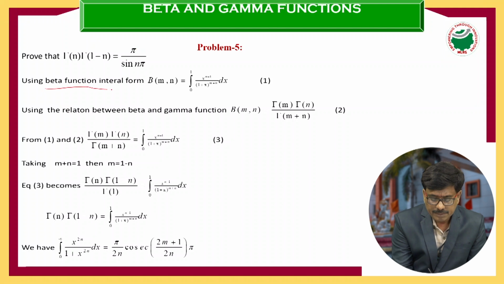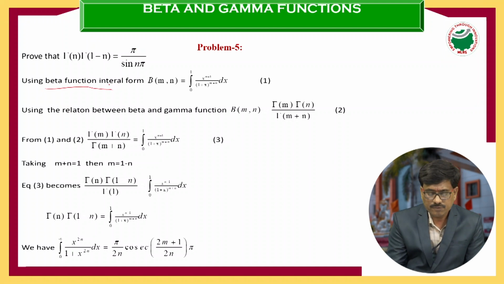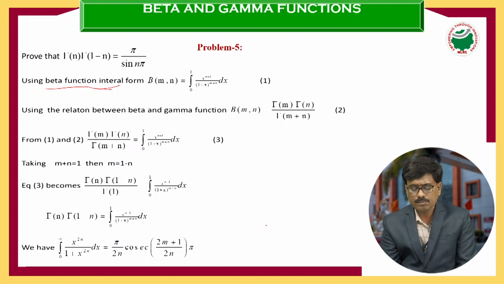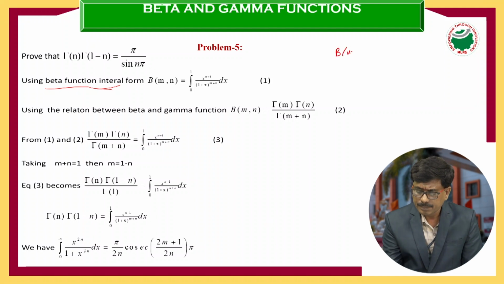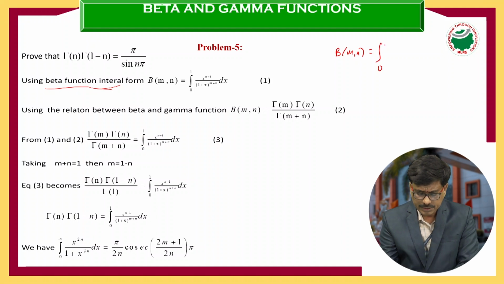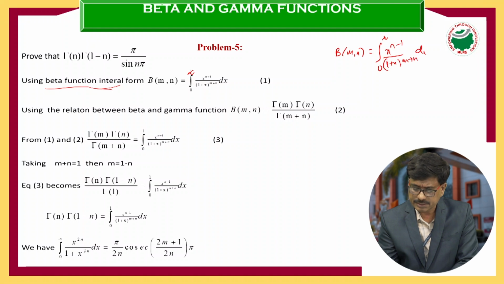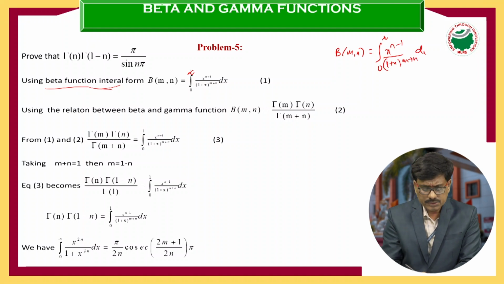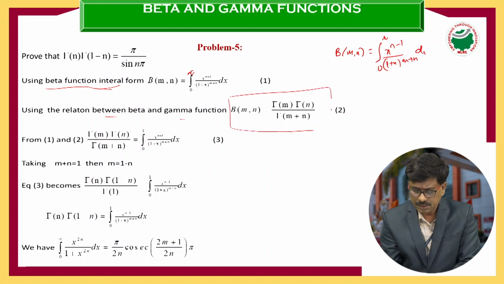First, I am going to define the beta function. Beta function in the form of what? Integral value. What is the integral form of beta? Beta of m comma n is equal to the integral 0 to 1 x power m minus 1 into (1 minus x) power n minus 1 dx, which is also the integral 0 to infinity x power n minus 1 by (1 plus x) whole power m plus n into dx. And also we know the relation between beta and gamma. What is the relation between beta and gamma?